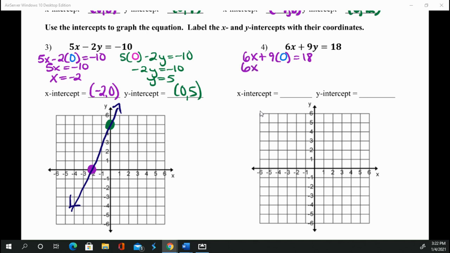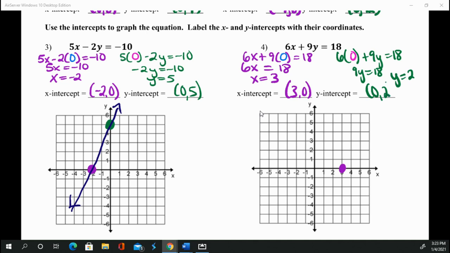Last one, so to find the x-intercept, substitute y equals 0 and solve for x. To find the y-intercept, substitute x equals 0 and solve for y. Again, when you're finding the y-intercept, make sure you're left with a y term to solve for. Plot your 2 intercepts, connect and extend.